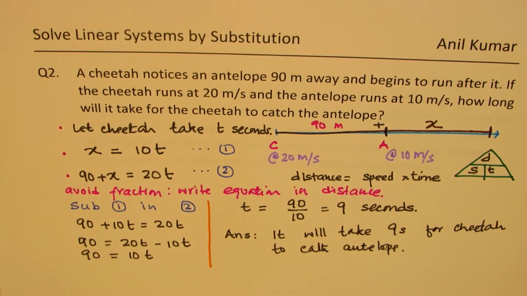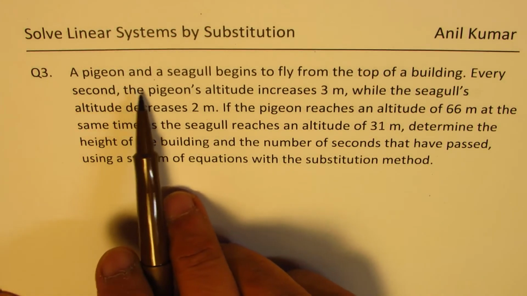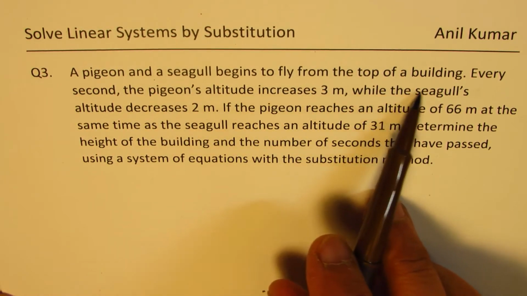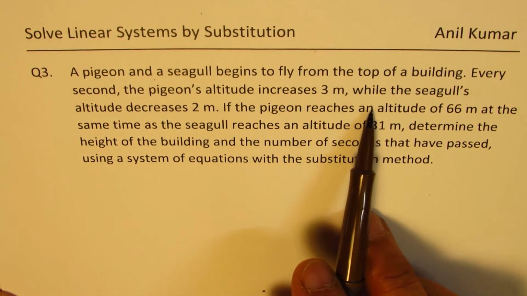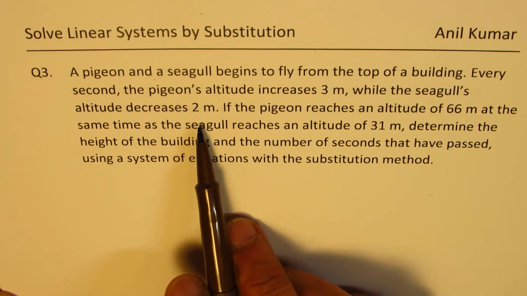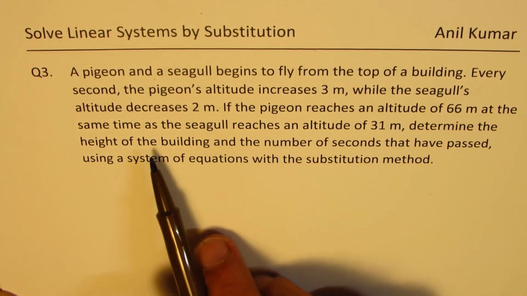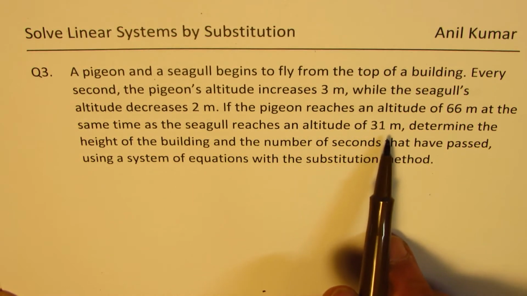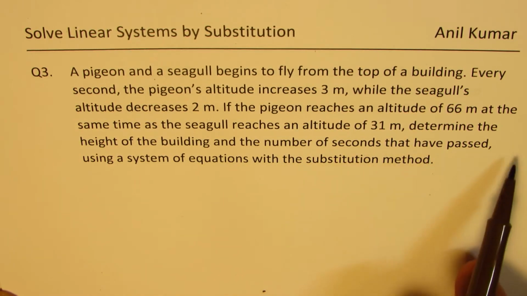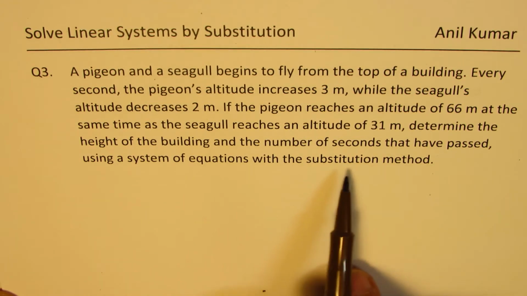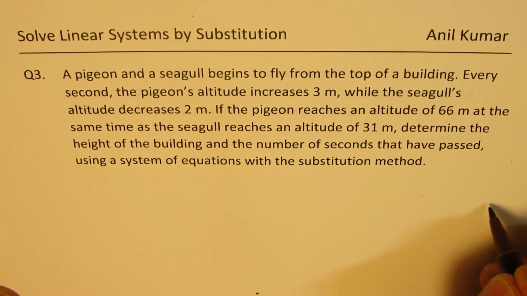Now let's take the next question. Now here is another very interesting question. Question number 3. A pigeon and a seagull begins to fly from the top of a building. Every second, the pigeon's altitude increases 3 meters, while the seagull's altitude decreases 2 meters. If the pigeon reaches an altitude of 66 meters at the same time as seagull reaches an altitude of 31 meters, determine the height of the building and the number of seconds that have passed using system of equations with the substitution method, right?